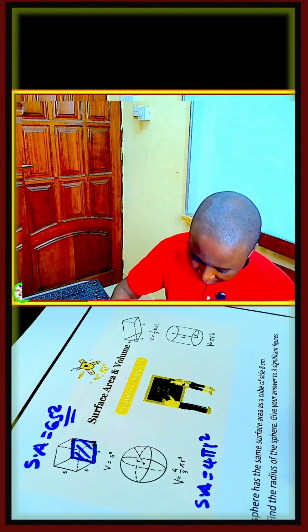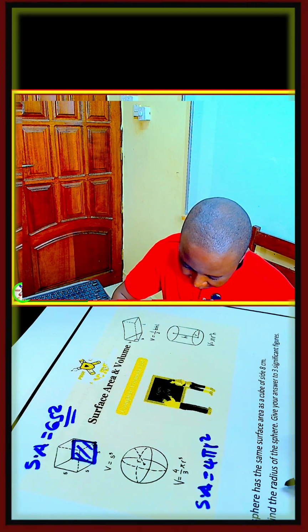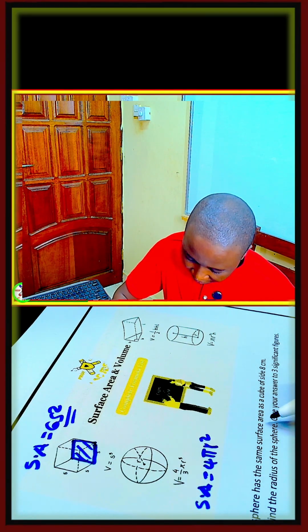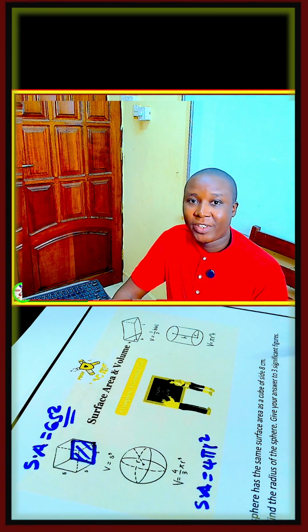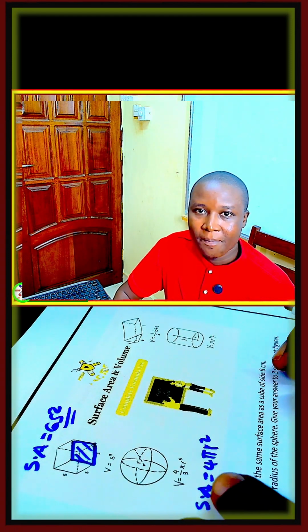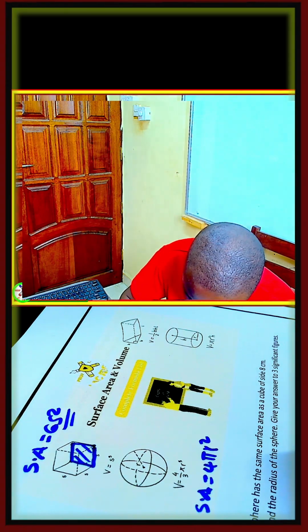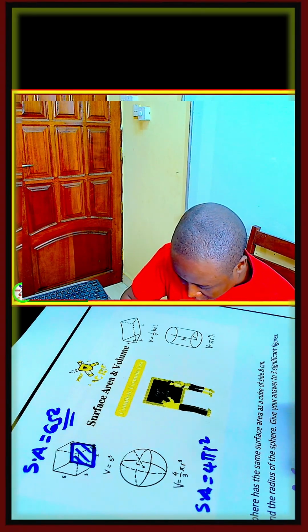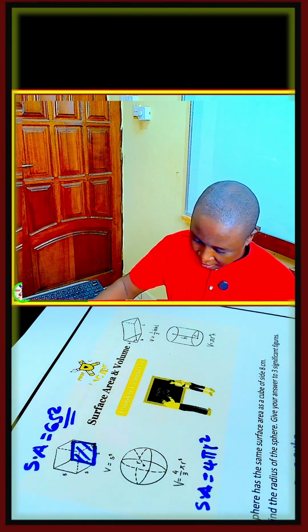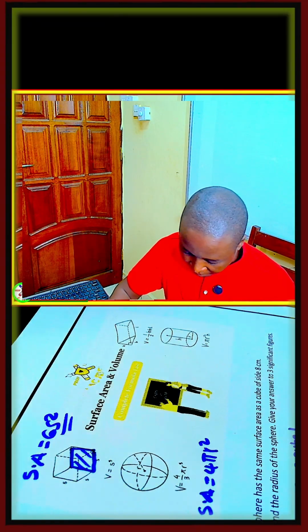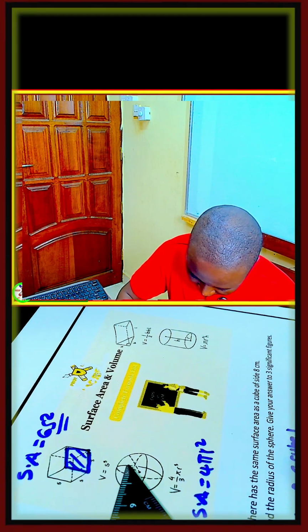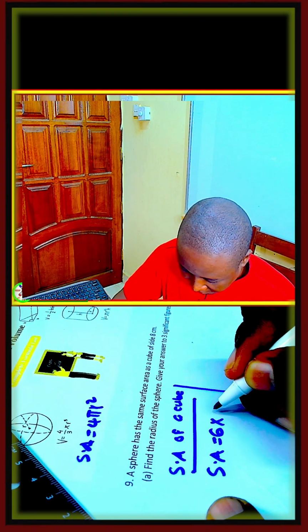Now once you know that, remember in this question we are supposed to find the radius of the sphere. The surface area of the sphere is the same as the surface area of a cube, which has a side 8 centimeters. So surface area of a cube, first, that's what we are going to find in this question, which is going to be equal to 6 times 8 squared, because we said surface area of a cube is 6 times s squared, and the side in this case is 8 centimeters.